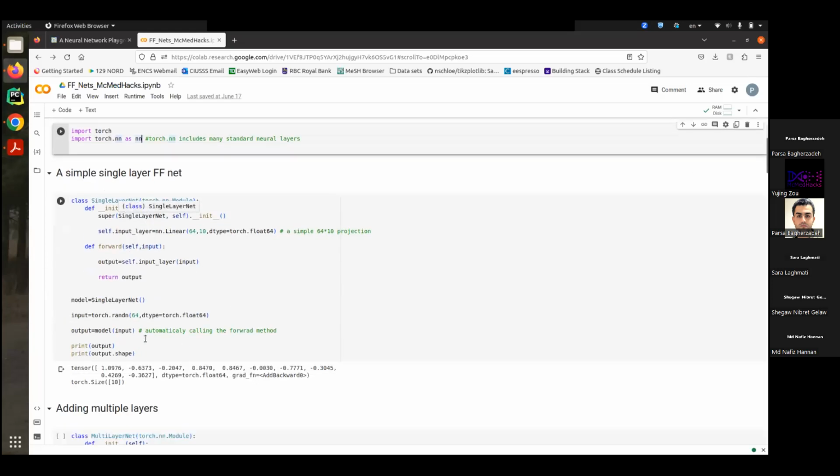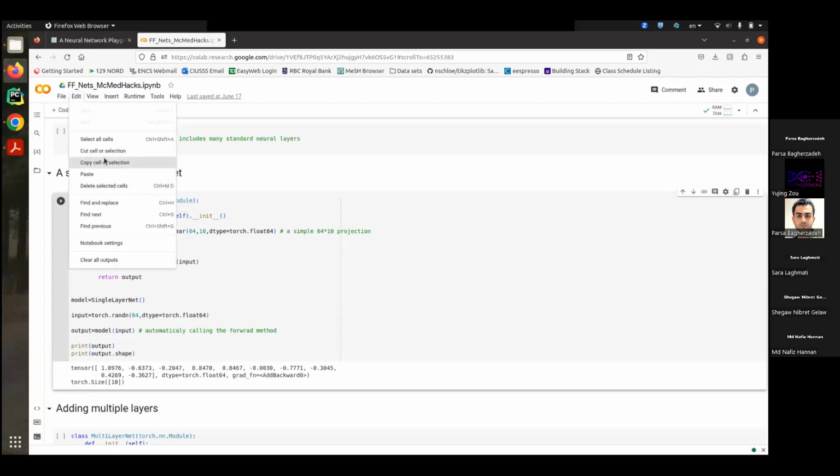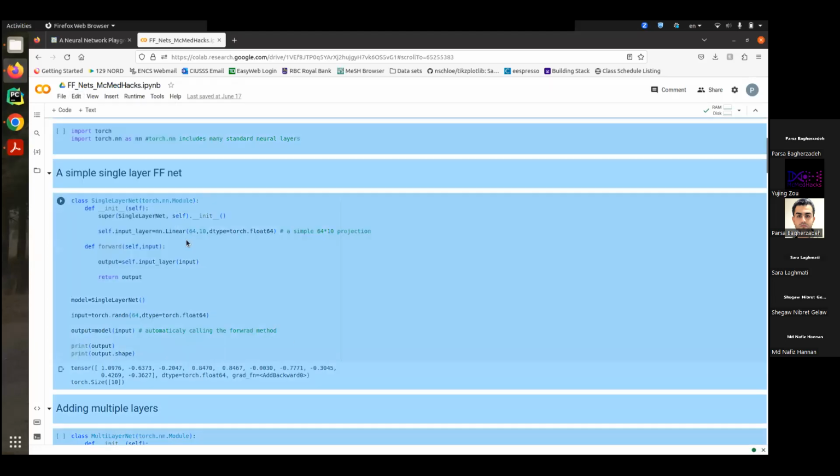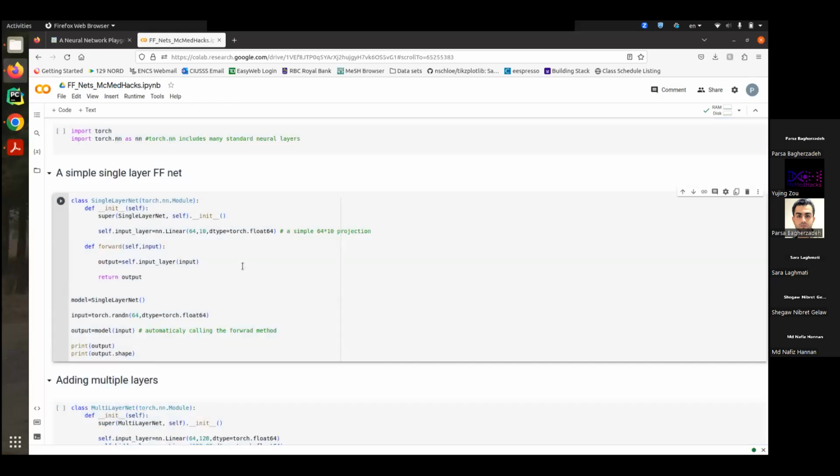So first, let me clear the output of all of these cells. Select all cells. So first we want to have a single layer net. So if you can see, I'm implementing this single layer net as a class.